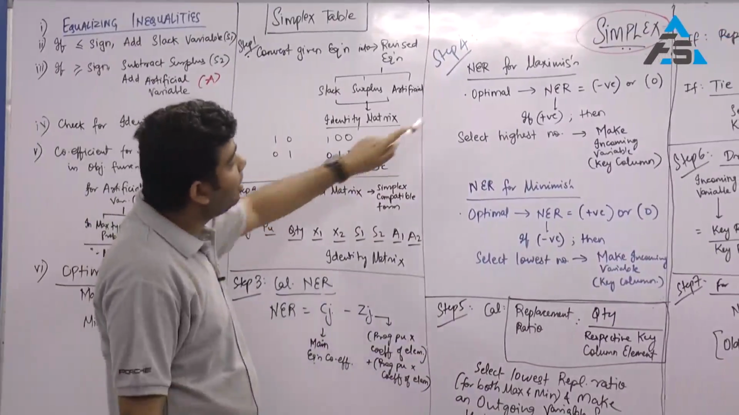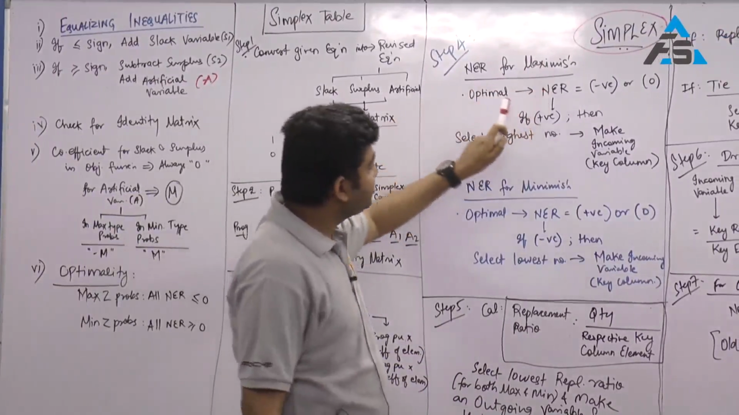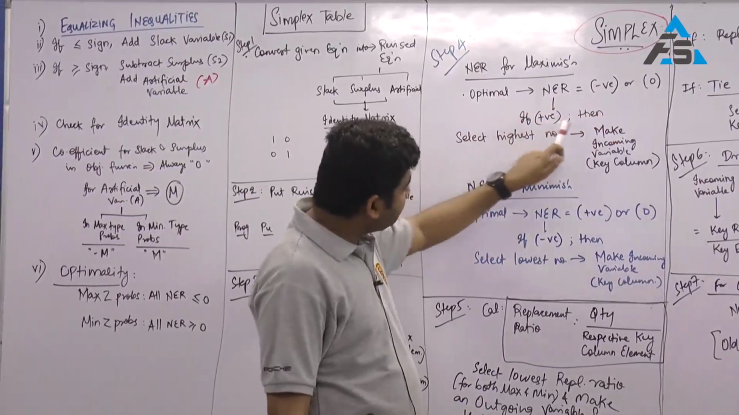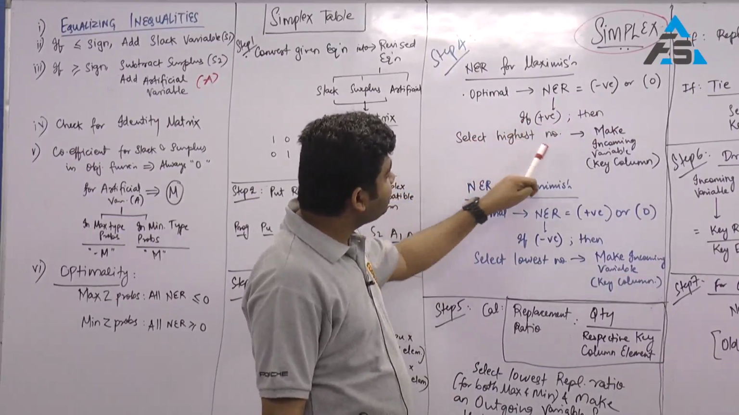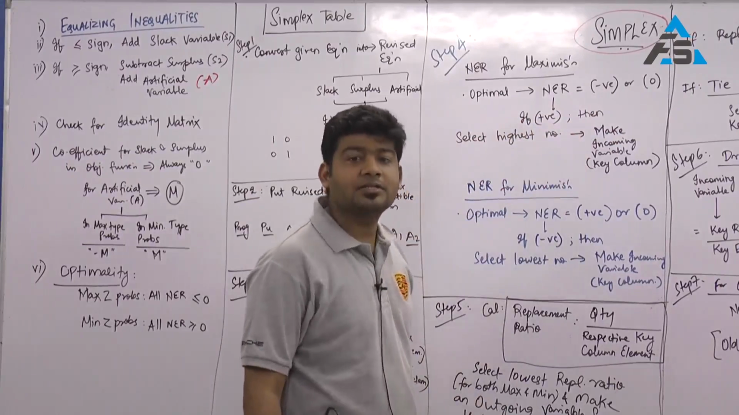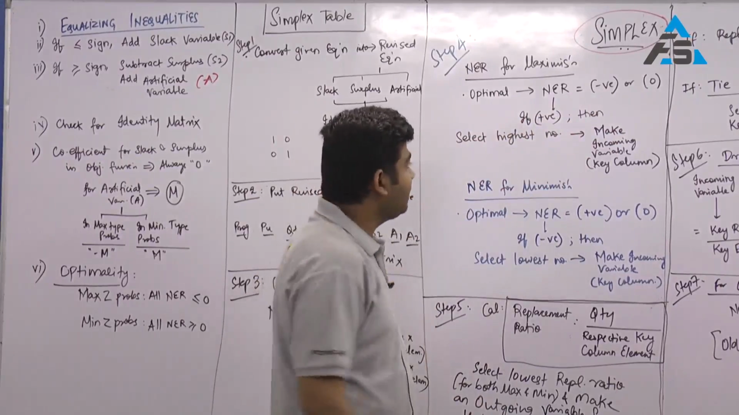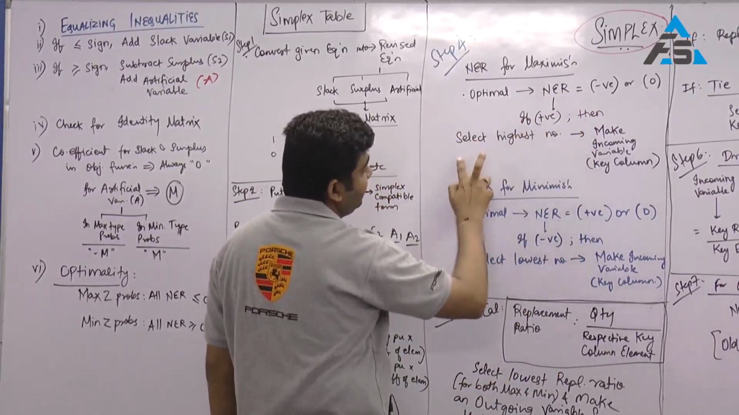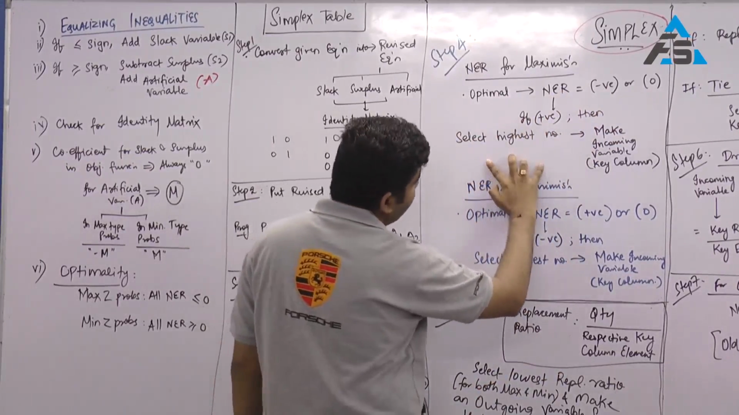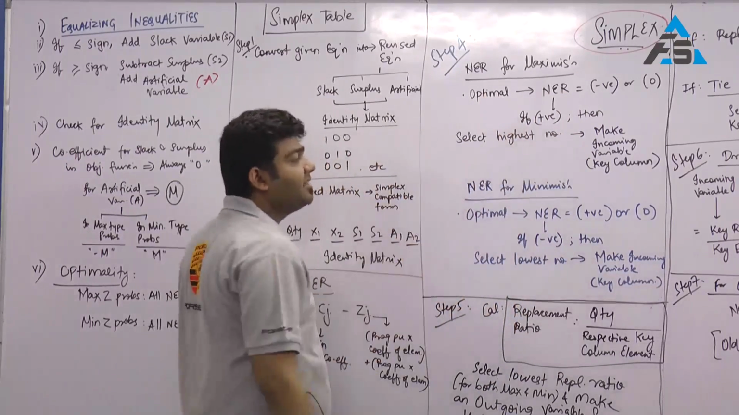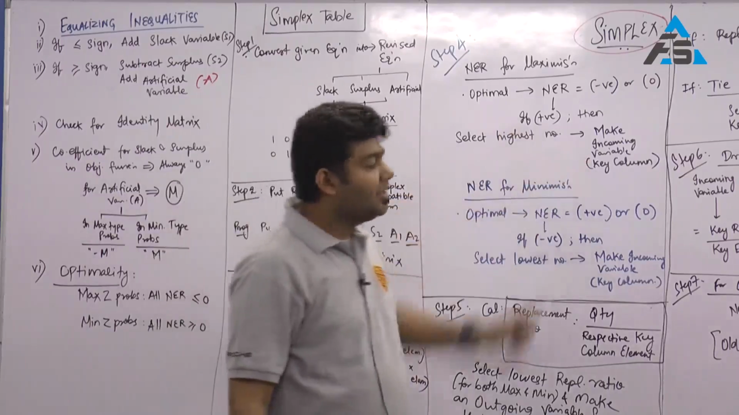But what if we do not? So NER for maximization, optimality reached when NER is negative or 0. If positive, then select the highest number and make an incoming variable from that highest number. So maximization type problem, then NER positive. तो जो भी NER मेरा positive आया है, उस positive NER में से highest number select करने का and make an incoming variable from that number, the key column.